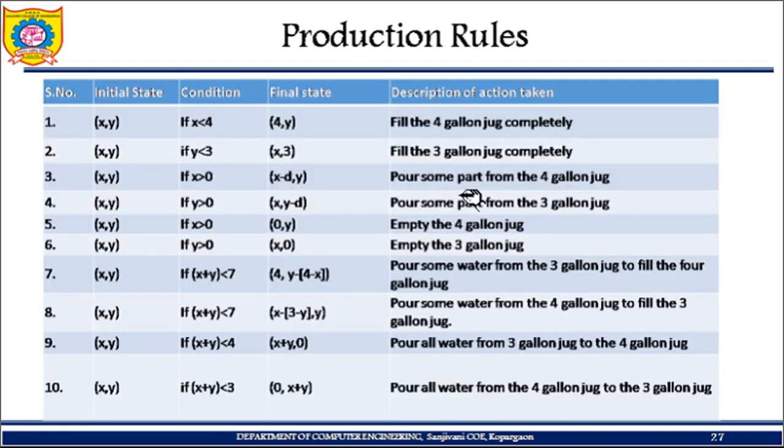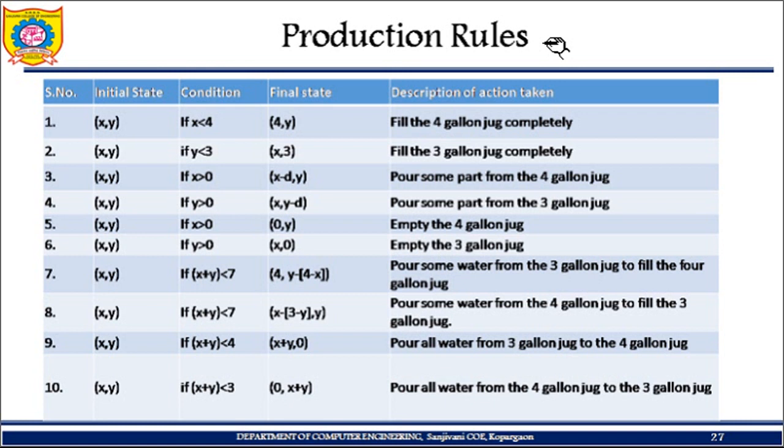It is done with the help of production rules. You have come across production rules in theory of computation. What do you mean by a production rule? It has a left hand side and a right hand side. What you have to do is match the left hand side, and then the right hand side will be the action.